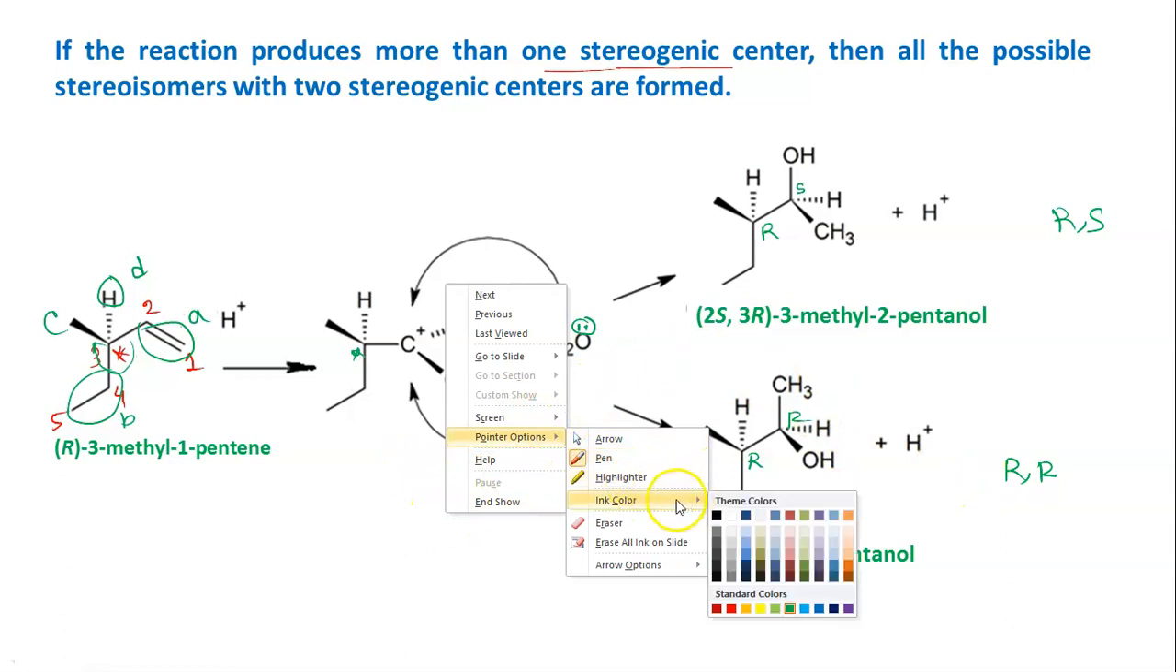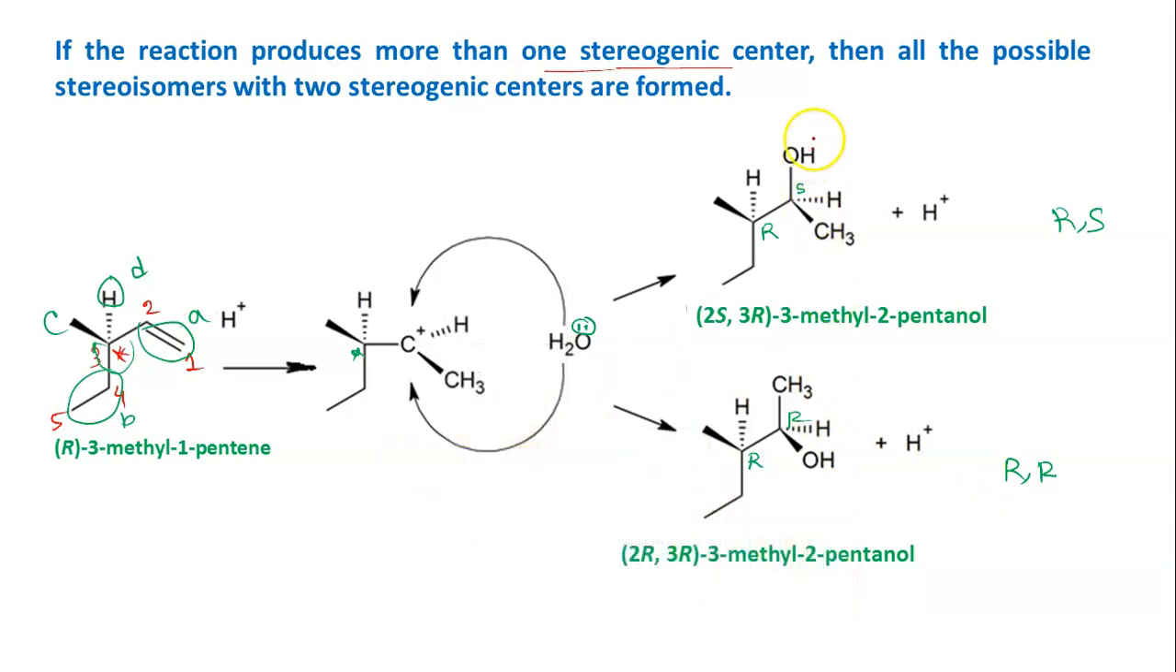Let's see. Here OH is the highest priority, this group B is the second priority, this is the third priority C, and this is the lowest priority. So when the lowest priority is away from us and you are moving A to B to C anti-clockwise, that means it will be S. So this center, this is the 2 position, this is the 3 position, this is S. Similarly, if you check the second compound, this is A, this group is B, this group is C. So A to B to C is clockwise. So this is carbon 2, this is carbon 3. So it is 2R, 3R.